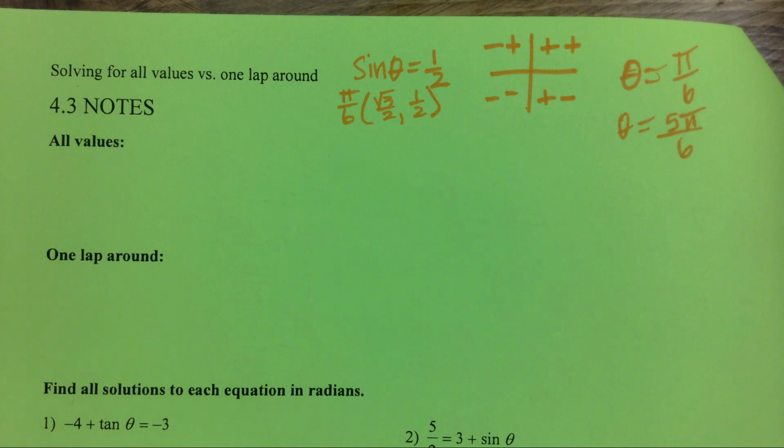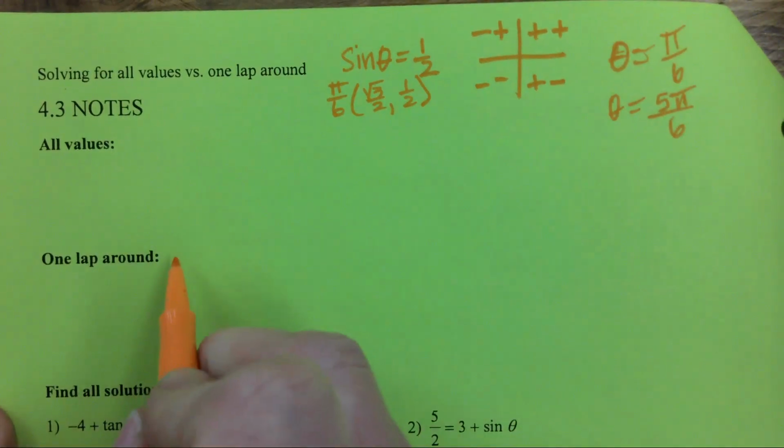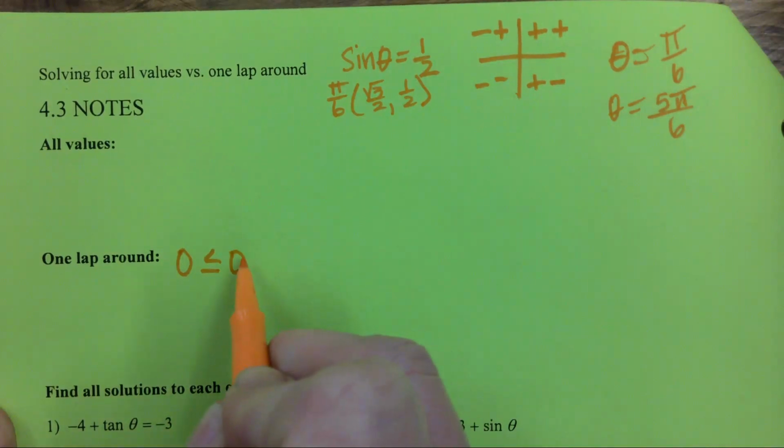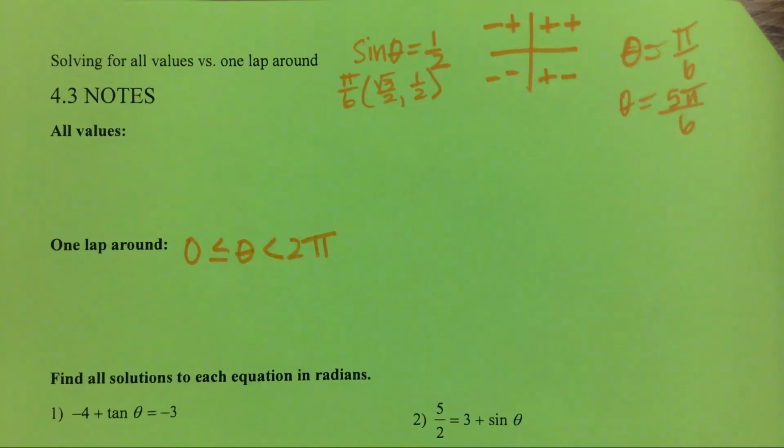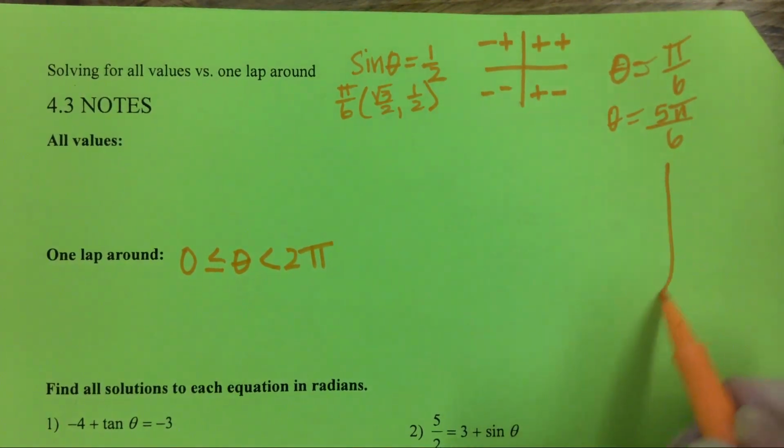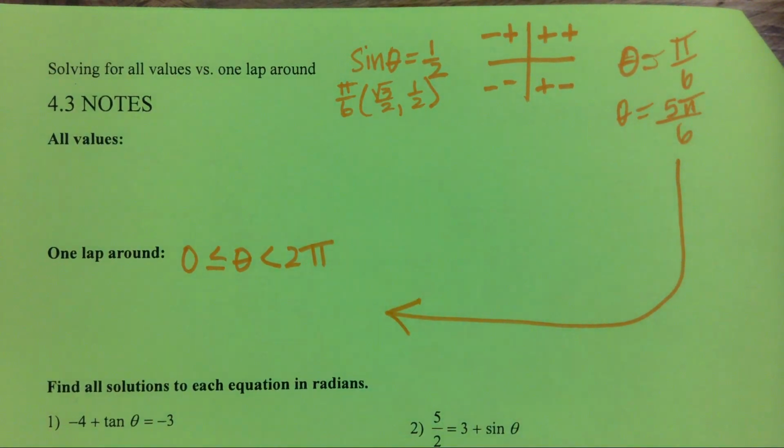Do we need to draw the picture again with all the families, or do you pretty much have that figured out, or you can take out your reference if you need to. Now, like I said, these are circular functions, and what we answered here is one lap around the unit circle. That means that my answers are going to fall between 0 and 2 pi, not including 2 pi.